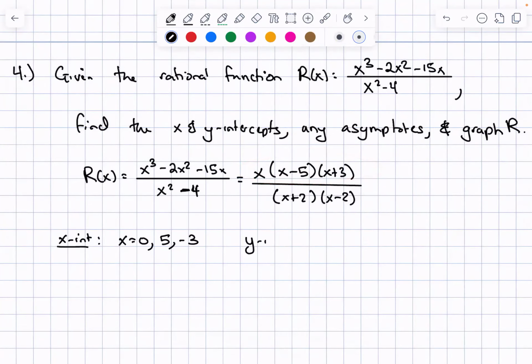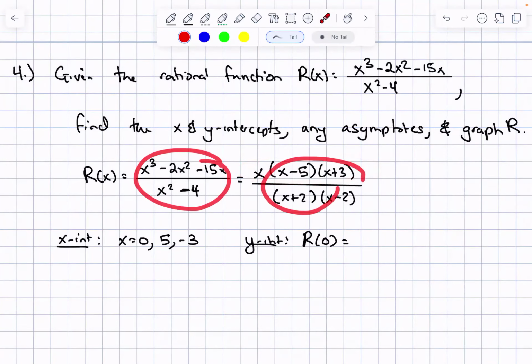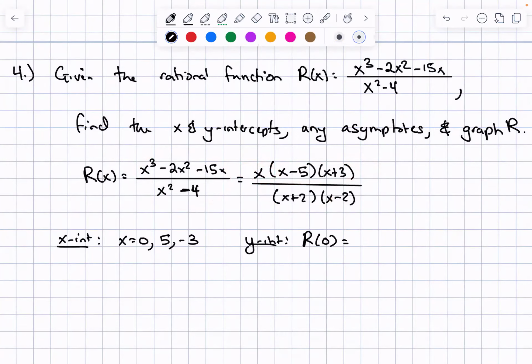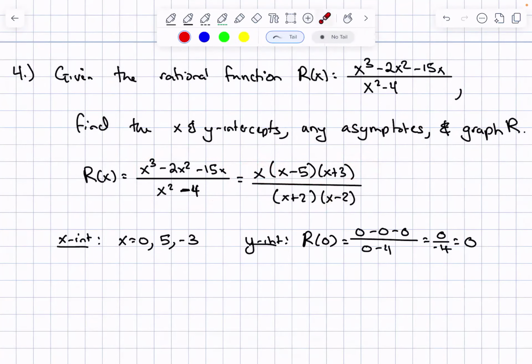For the y-intercept, I find r of 0 if it exists, and if I do that, I'm going to plug it in here because for this one, it's quite quick if you do it with this version of it. Regardless, it gives me 0 minus 0 minus 0 over 0 minus 4. That's 0 over negative 4, which is 0. Which we already knew because we had an x-intercept at 0. But just to be generalizable, that's what we've got.